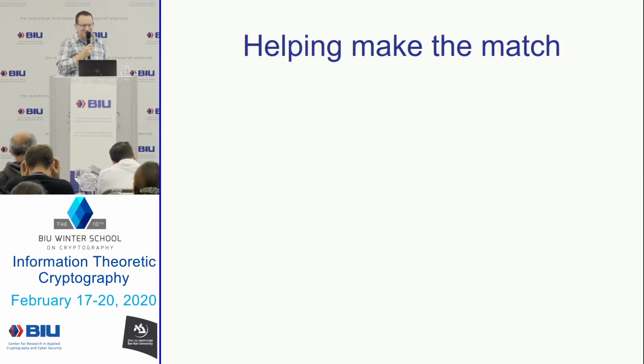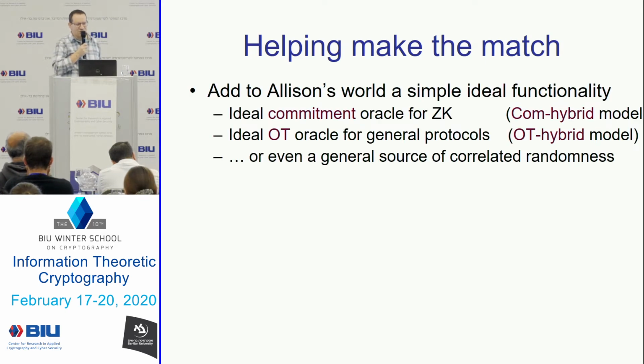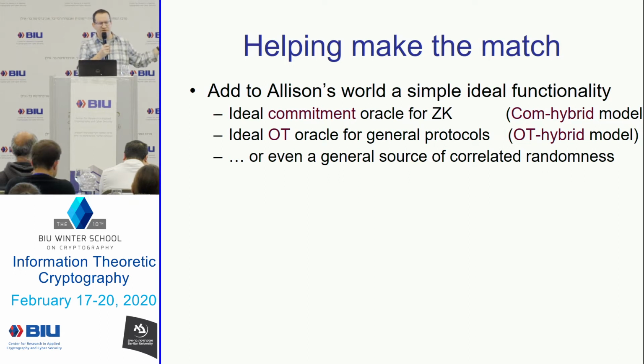Okay, so how can we help make the match? One bridge between them is to add to Alison's world, the two-party world, some simple ideal functionality. If we talk about zero-knowledge protocols, then the right ideal functionality will be some ideal commitment oracle, like a box you can lock things inside, and they're perfectly hidden, and it's perfectly binding. We call it COM hybrid, the commitment hybrid model.